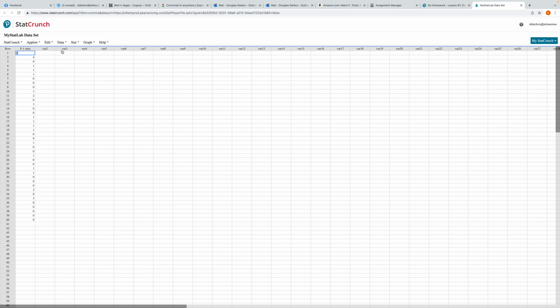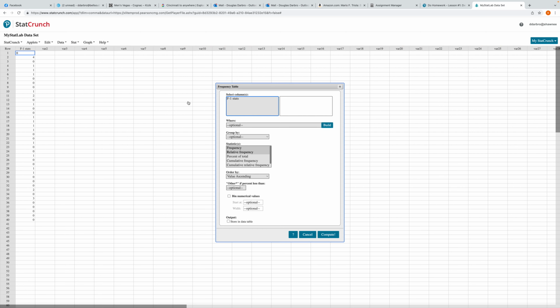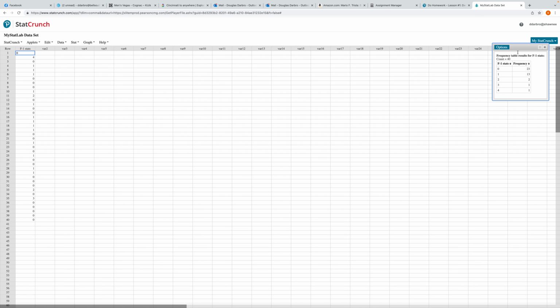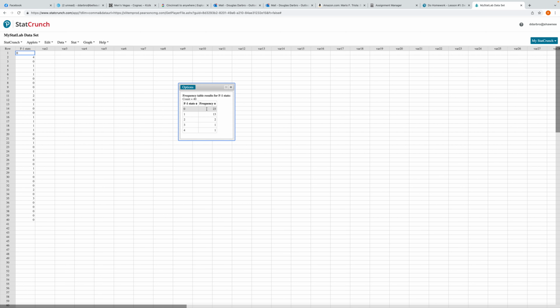So to get a frequency distribution, I always have a hard time finding this. I go to table and then I want to go to frequency. So I have select column, that's the name of the variable. The next thing I want is the frequency. And I'm not going to do any of this in this problem because my bins are just the value of the intensity of the tornado. So I'll hit compute, and you can see that I get my frequency distribution. So I'm going to have 0, 1, 2, 3, 4, and then I'm going to have these values.